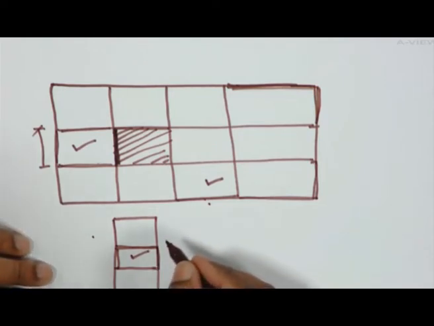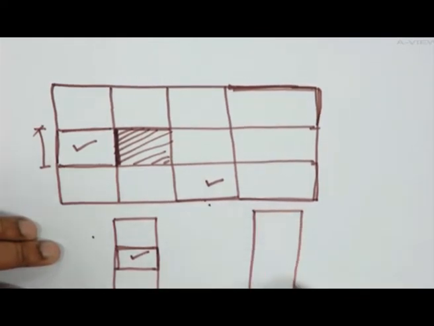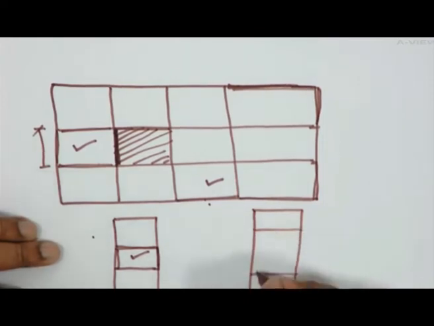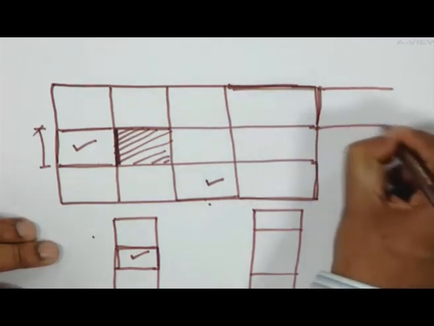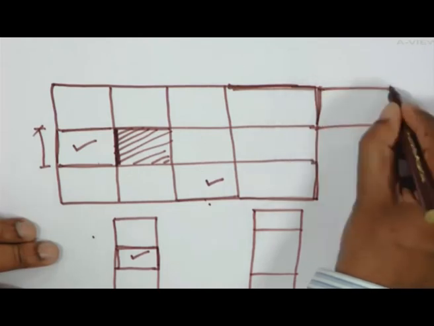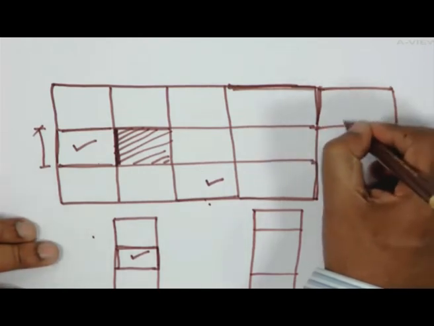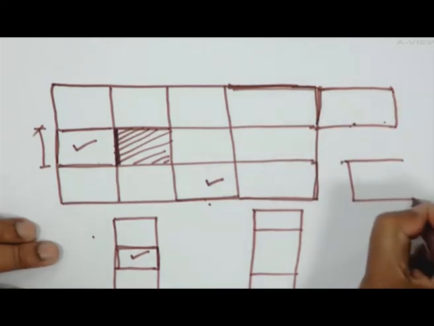Then two long edges discontinuous. That is also possible, like that we can make it. Two long edges discontinuous. Three edges discontinuous, that is also possible. You are having three edges discontinuous and four edges discontinuous. That means it is isolated, it is isolated like that.